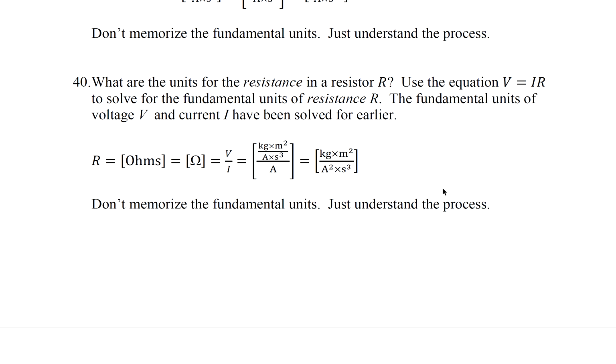Question 40, what are the units of the resistance in a resistor R? The answer to that is ohms. Use the equation V equals IR to solve for the fundamental units of resistance R. So solve for R. R is equal to V over I. Then plug in the fundamental units of each variable to get your solution.